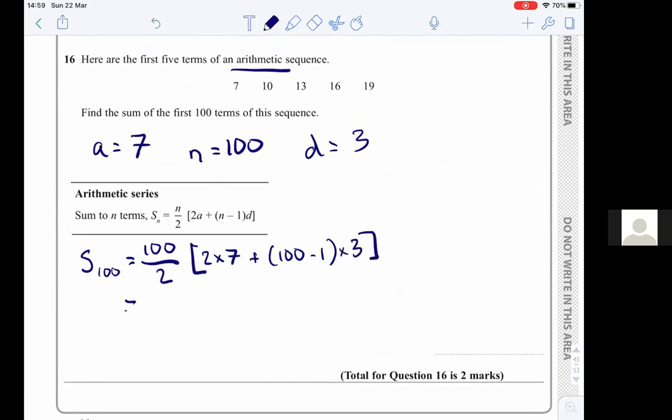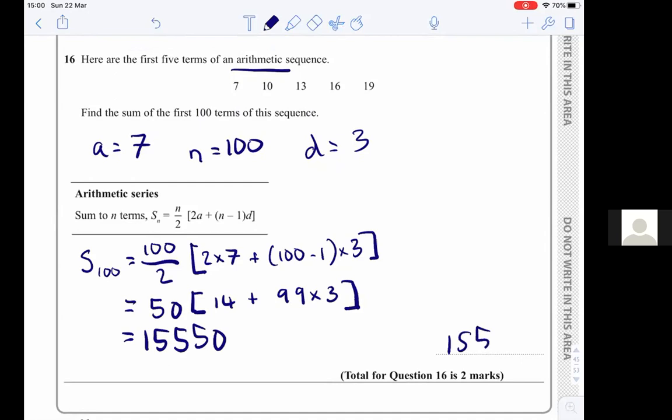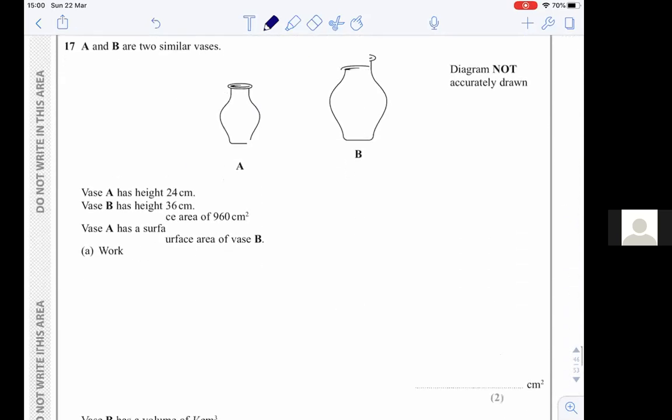Okay, I'm not going to mess around at all. Well, you can mess around if you want, actually, simplifying it a bit. This is going to be 50 times 14 plus 99 times 3. And that comes to, if we type that in on my calculator, 50 times brackets 14 plus 99 times 3, 15550. Okay.